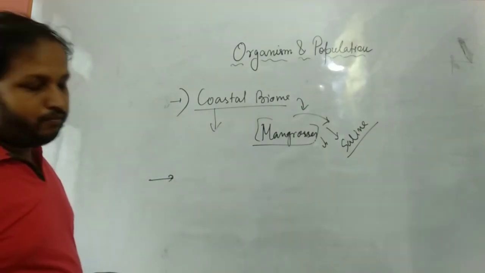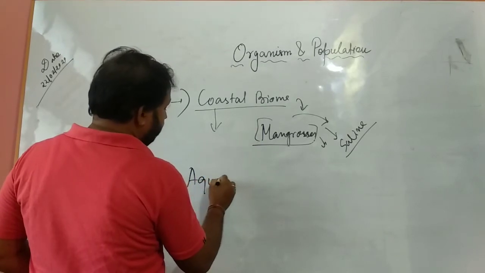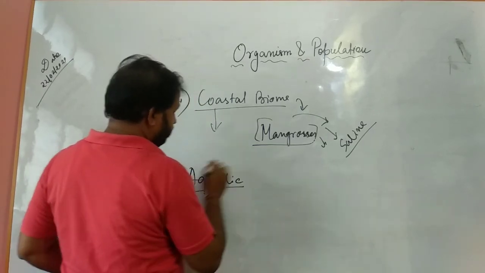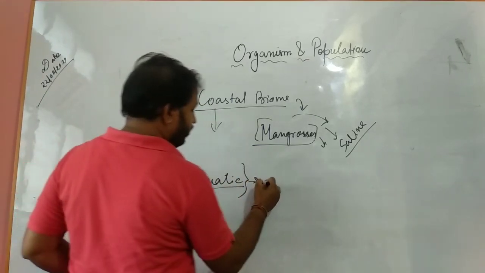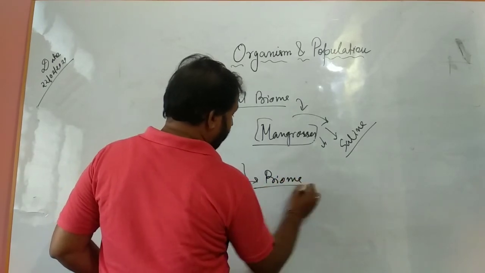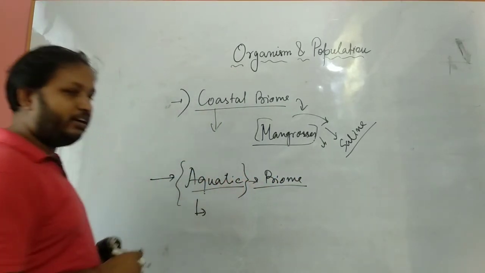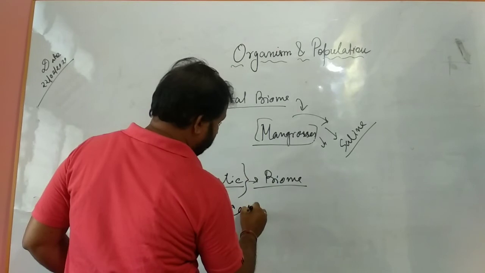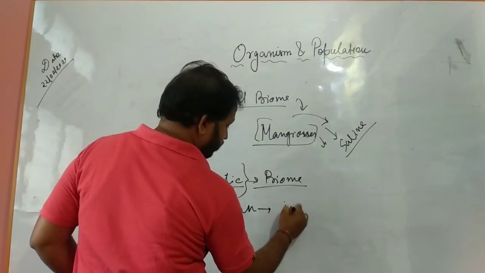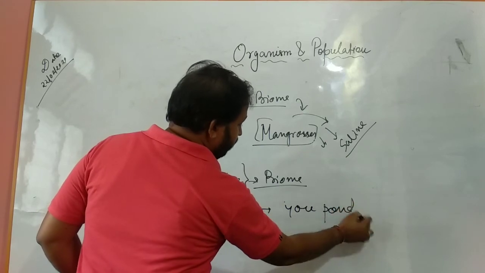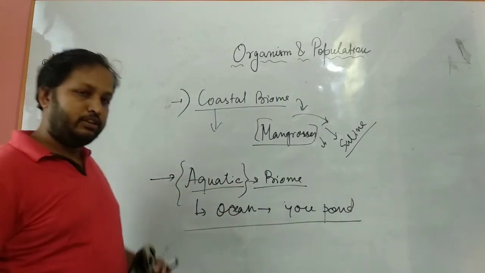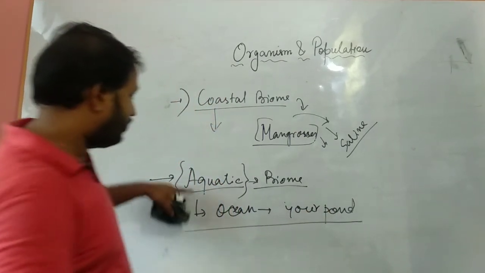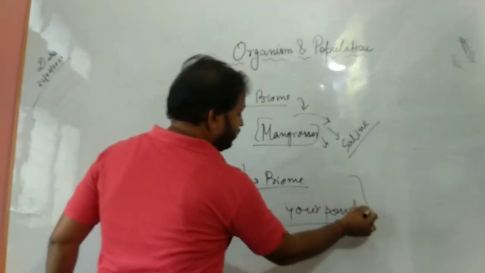And the next fundamental biome is the aquatic biome. I will discuss aquatic biome in my next class. This is very important for you to know. That is why I will discuss it specifically in my next class. Aquatic biome consists of different types of environment, starting from the ocean to your pond. It's a very large, huge biome.